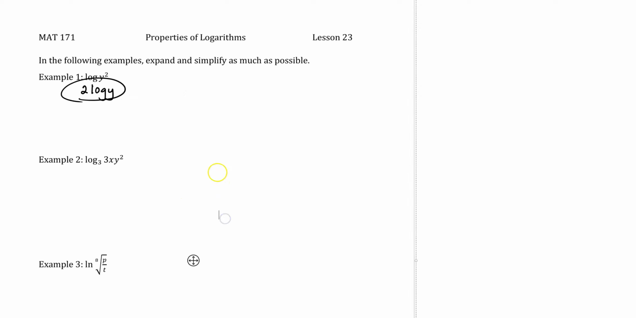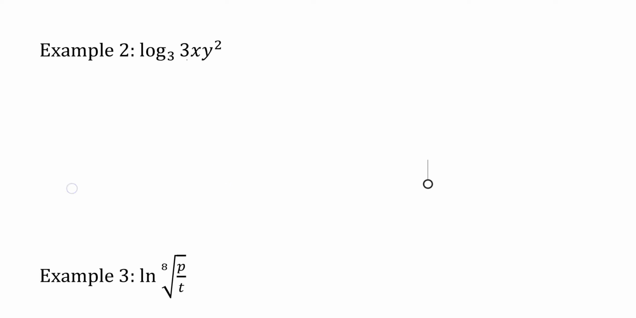In example 2, we have log base 3 of 3xy squared. It's important to note that we cannot start with the power rule here because not everything inside of the logarithm has the exponent of 2 on it. If we were working with this, that's different because here everything inside of the logarithm has the exponent of 2 applied on it. And what we're working with, only the y is squared.